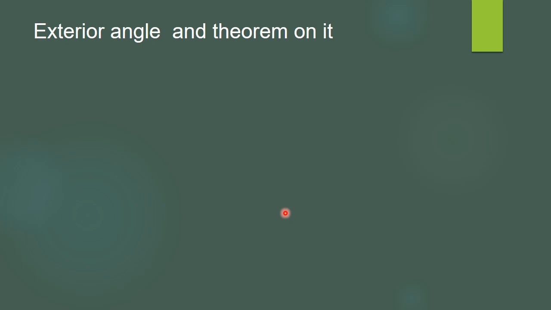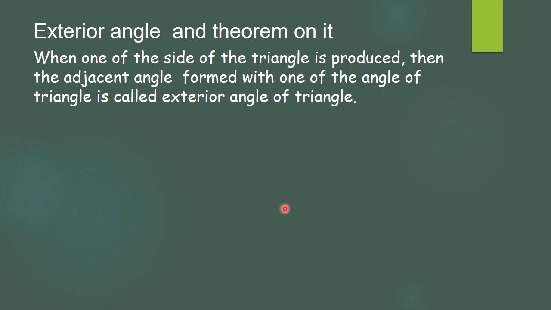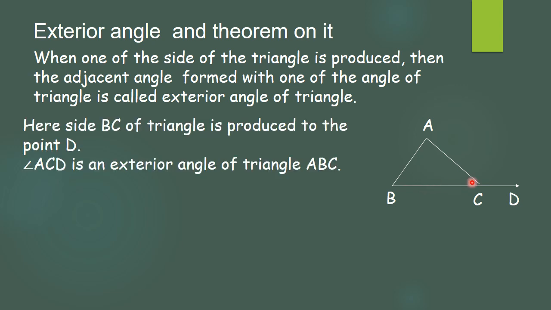Exterior angle and the theorem on it. What is meant by the exterior angle? When one of the sides of a triangle is produced, then the adjacent angle formed with one of the angles of the triangle, outside the triangle, is called an exterior angle. Here in triangle ABC, the side BC has been produced and ACD becomes an exterior angle as it is adjacent to the angle C, and so this angle is called an exterior angle.